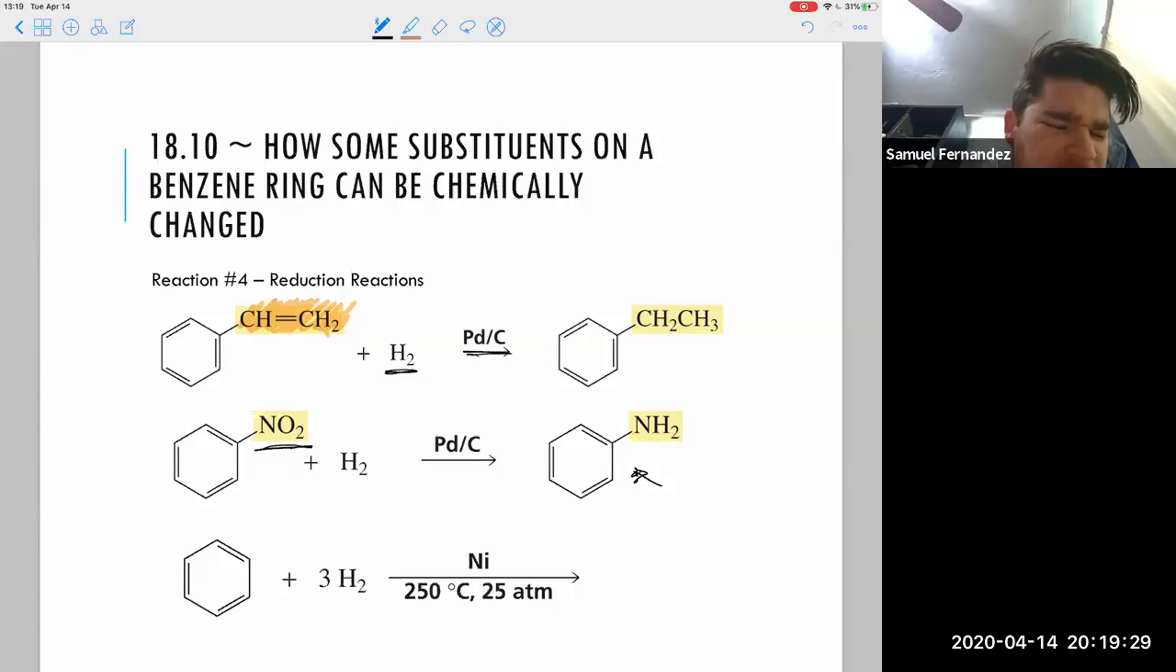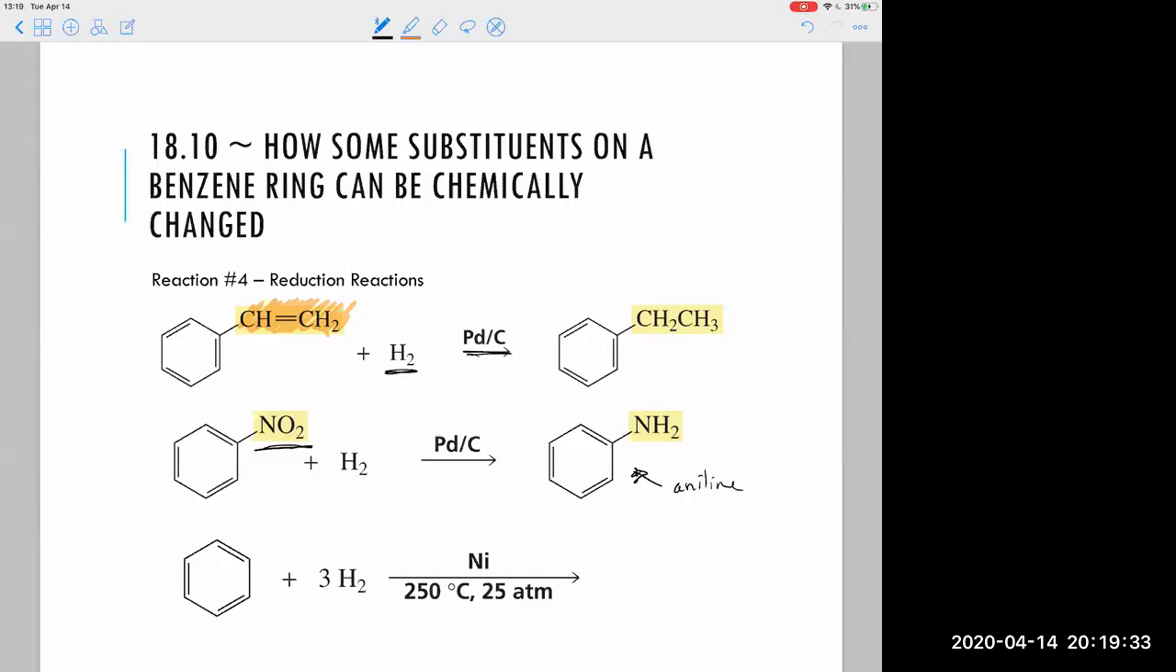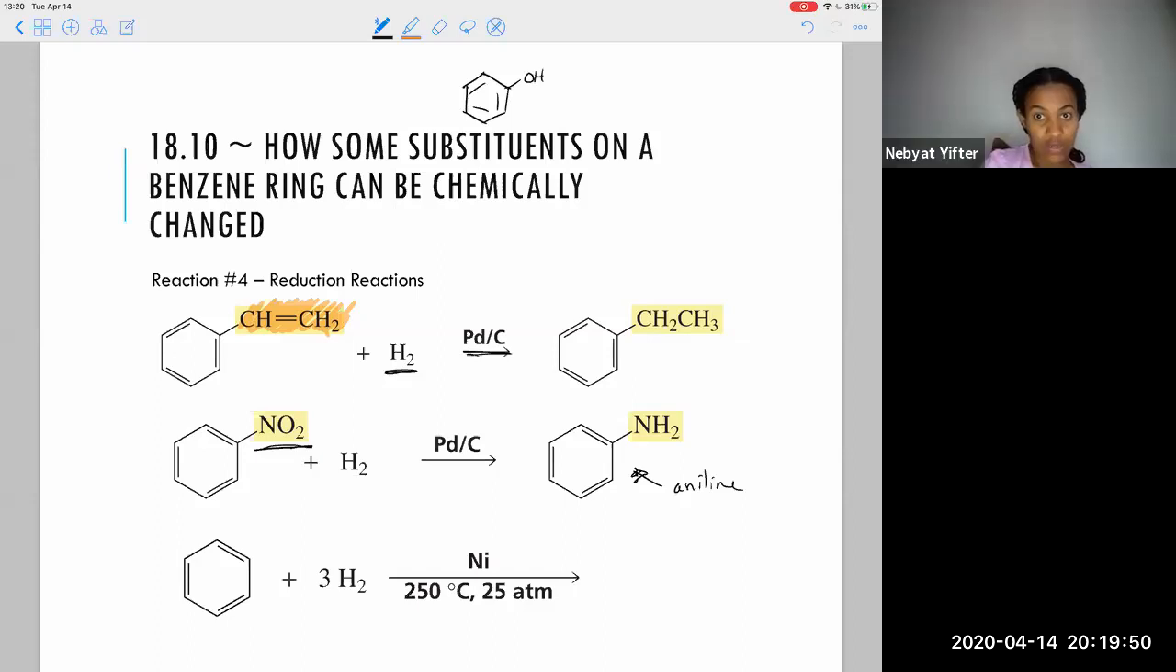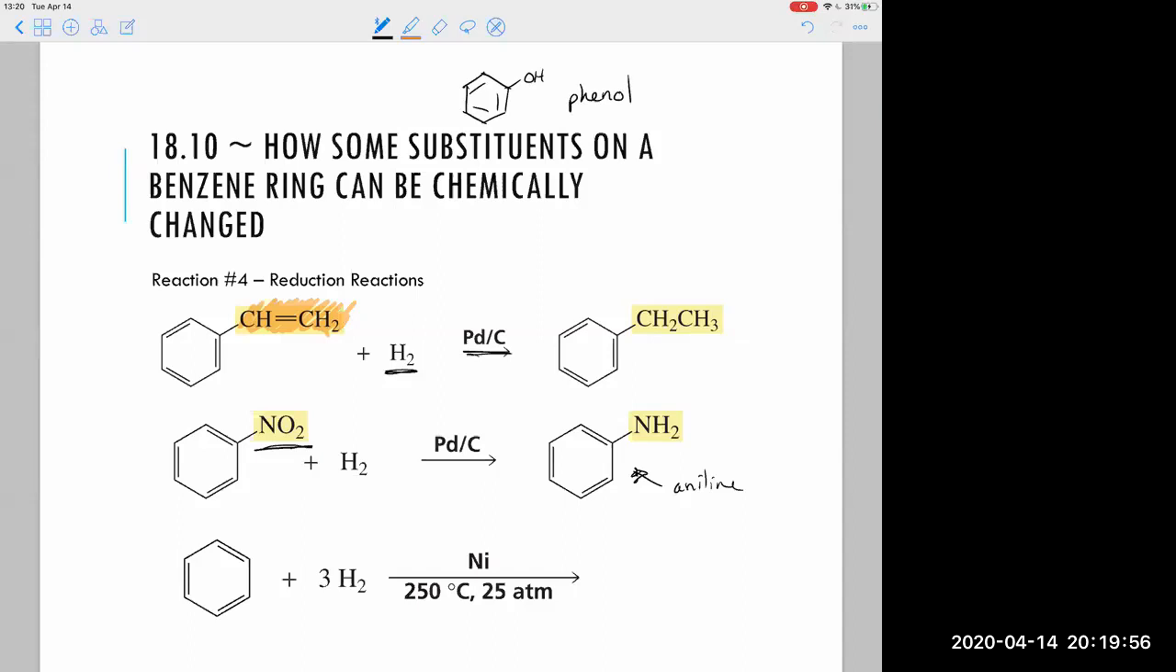Was it anil? Something like that? Yeah, close. Aniline, actually. All right, so these are one of those substituted benzene rings that you're just going to have to know. Another good one to practice here. What do we call it when there's an OH group? Phenol? Yeah, phenol. Okay, so again, these are, unfortunately, things that you have to have memorized.